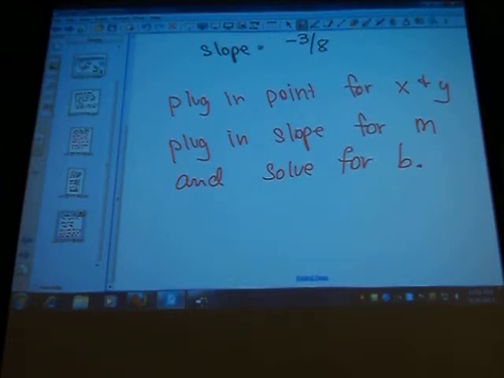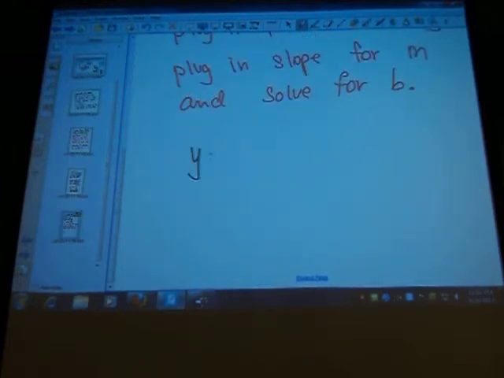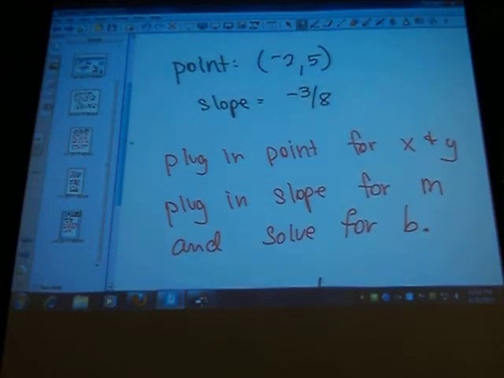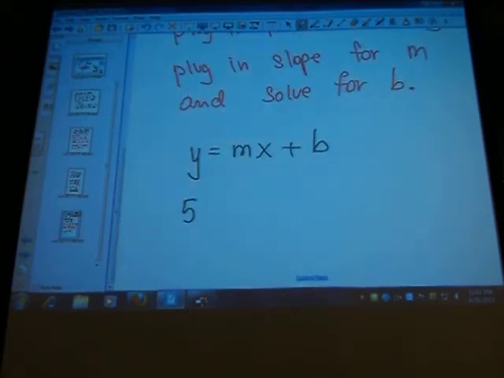Alright, so let's do this. It's simple. You start with y equals mx plus b. I want to plug in my point for x and y. So my y was 5. My m was negative 3/8, so I plug that in for m. My x was negative 2, plus b. I don't know b.